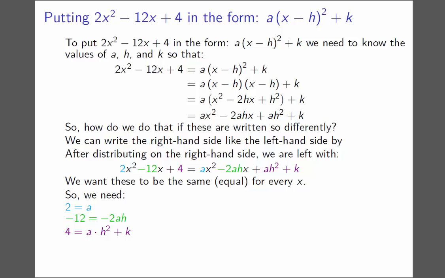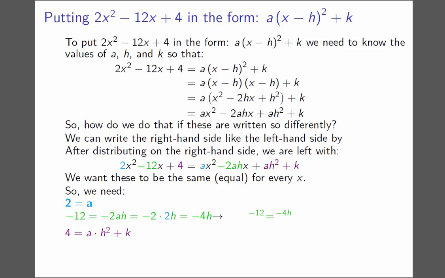Using the first equation, 2 equals a, we've already found a. It equals 2, so we're a third of the way done. And once we've found that a equals 2, it's much easier to solve the next equation, because the next equation becomes negative 12 equals negative 2ah, but since a is 2, we get that negative 12 equals negative 2 times 2h, or negative 4h.